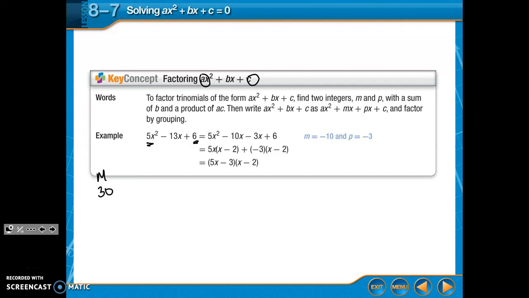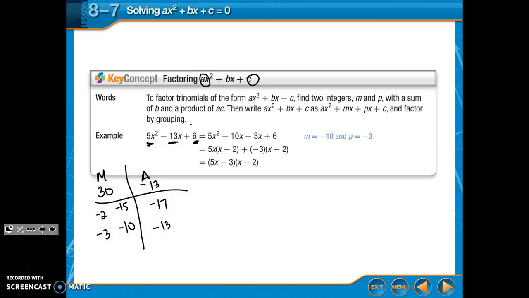Now, instead of wanting to multiply to 6 like we were doing in the last section, we want to be able to multiply to 30. And we still want to add to the middle number, so we still want to add to negative 13. Because we're multiplying to a positive number and adding to a negative number, we know we want both of our numbers to be negative. So I can have negative 2 and negative 15, but that's going to add to negative 17, so that's not what we're looking for. So we can try negative 3 and negative 10. They multiply to positive 30, and they do add to negative 13. So now, instead of writing minus 13x, we want to rewrite this as minus 10x and minus 3x.